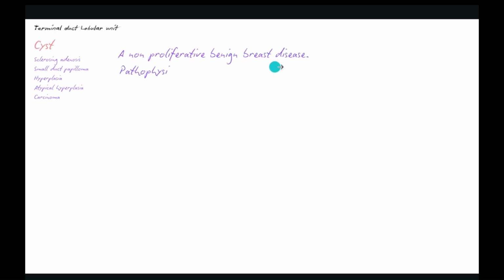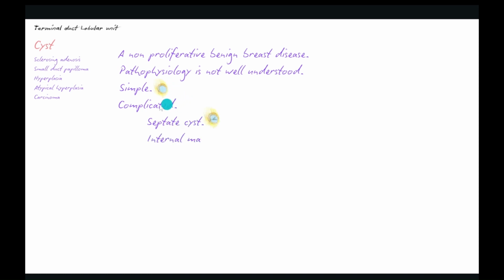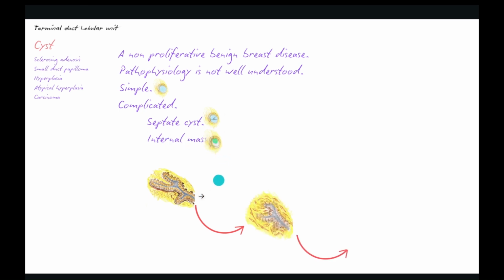It is a non-proliferative benign breast disease. The pathophysiology is not well understood, but we'll talk about it. A simple cyst is a cyst without any abnormality inside it, except simply some fluid, and it can be complicated, like a septate cyst, as we see here, or an internal mass inside the cyst. The pathophysiology can be explained according to pathologists that high estrogen level causes proliferation of the connective tissues, thickening of the epithelium, and premature involution of the developing terminal ductal unit.